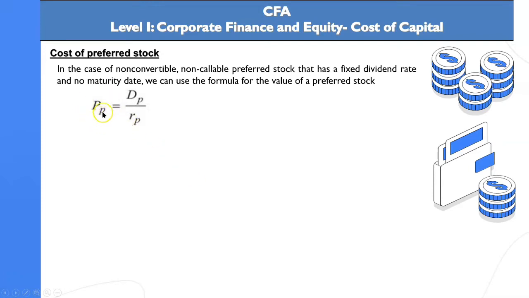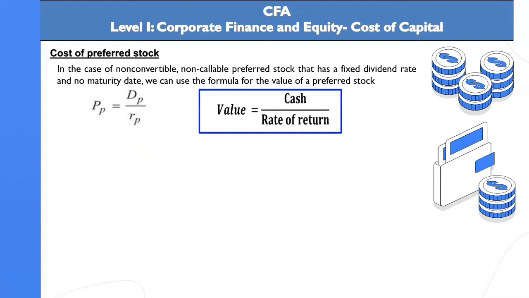We use this formula to estimate it. Price of preferred stock equals the dividend of preferred stock divided by R. Do you remember the golden rule that keeps coming from video number 1 until now, which I call the central concept in finance? The value or price equals the cash, that is the dividend paid, divided by the required rate of return R. In this way we can find R and we call it the cost of preferred stock.